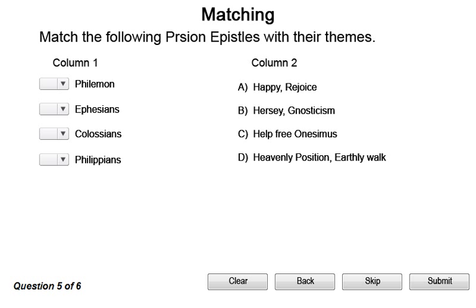Match the following prison epistles with their theme. Happy, rejoice is the book of Philippians. Heresy, Gnosticism, the book of Colossians. Help free Onesimus the slave is written in Philemon. And your heavenly position and earthly walk is the book of Ephesians.